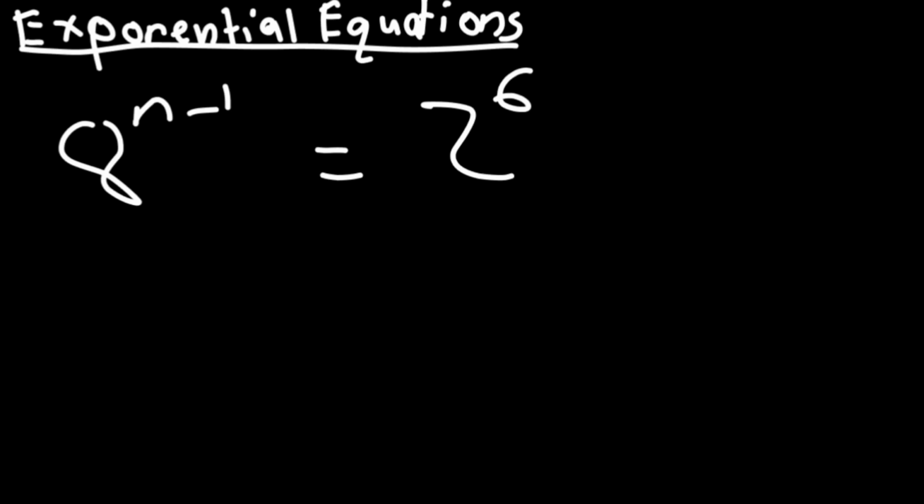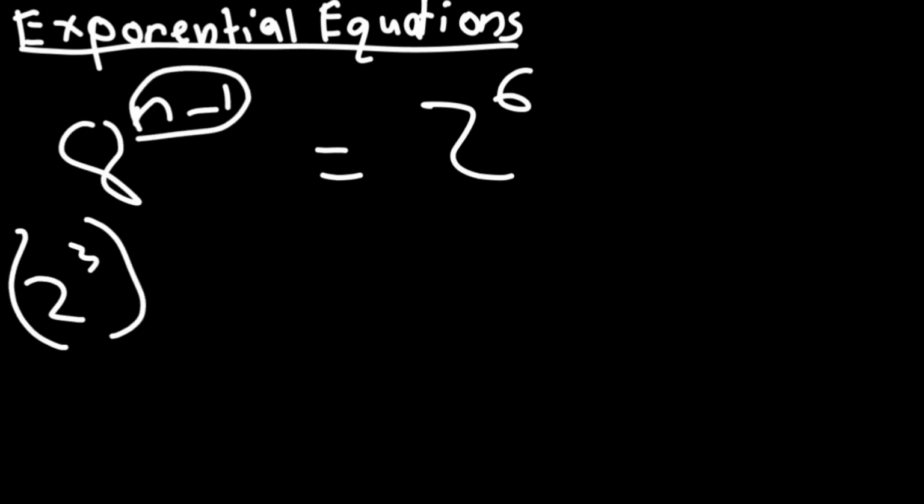Therefore, this 8 turns into 2 to the power of 3 raised to the power of n minus 1. And that is equal to 2 to the power of 6. So we're not really doing anything hard here. We're just changing the 8 into 2 to the power of 3. And since this 8 is to the power of n minus 1, it's just the same thing here. This 2 to the power of 3 is also raised to the power of n minus 1. All we're really doing is just making the bases the same. And then we just find it from there.